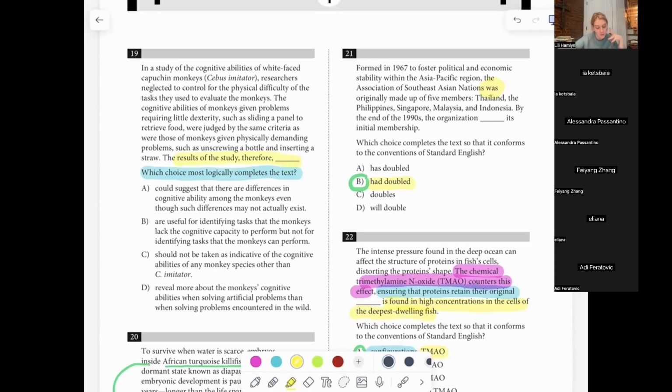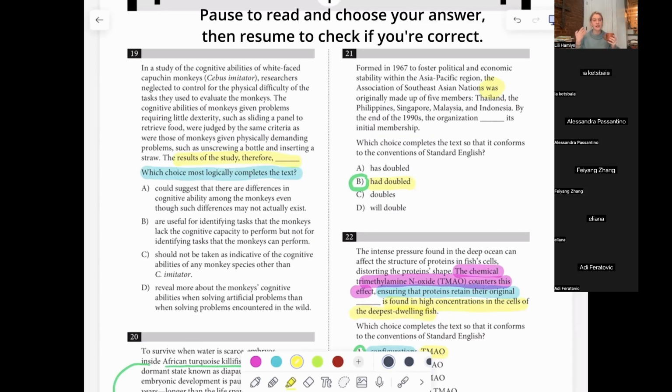In a study of the cognitive abilities of white-faced capuchin monkeys, researchers neglected to control for the physical difficulty of the tasks they used to evaluate the monkeys. The cognitive abilities of monkeys given problems requiring little dexterity, such as sliding a panel to retrieve food, were judged by the same criteria as were those of monkeys given physically demanding problems, such as unscrewing a bottle and inserting a straw. The results of the study, therefore, what?